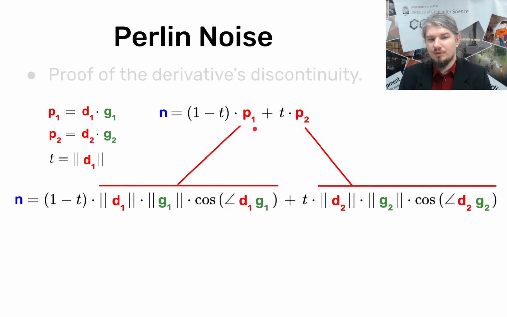So let's write out how we calculated p1 and p2. Currently we just took the dot products. So it's going to be the length of t1 times the length of the gradient times the cosine of the angle between them. And similarly for p2, we're just using t2, gradient 2, and the angle between those two.